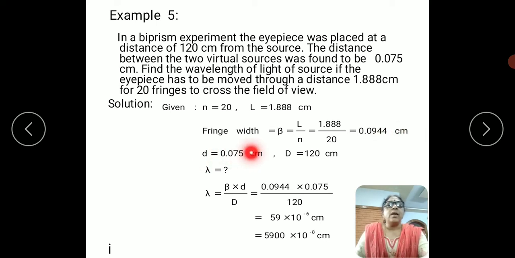Now we know the value of small d is equal to 0.075 and capital D is 120 centimeter, then lambda is equal to beta d divided by capital D. After substituting the value of beta, that is 0.0944 into 0.075 divided by 120, after simplification we get 59 into 10 raised to minus 6 centimeter, and this can also be expressed in meters.